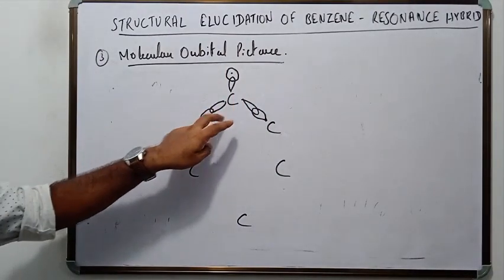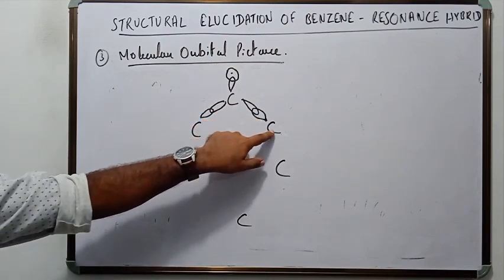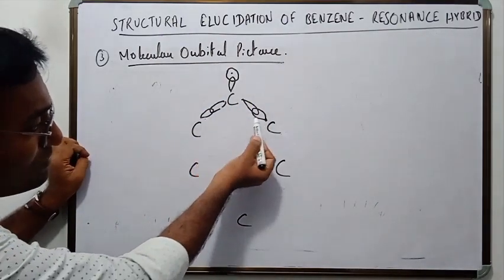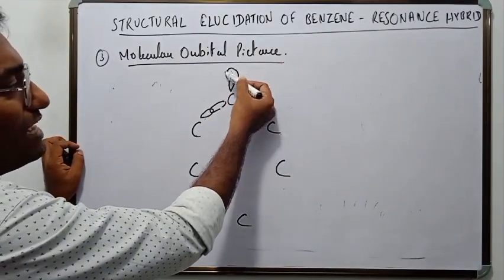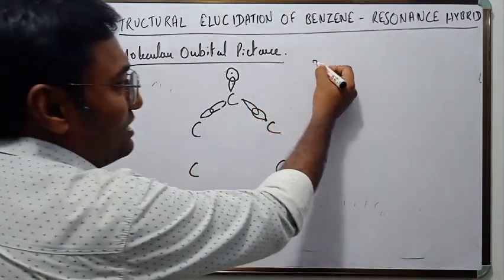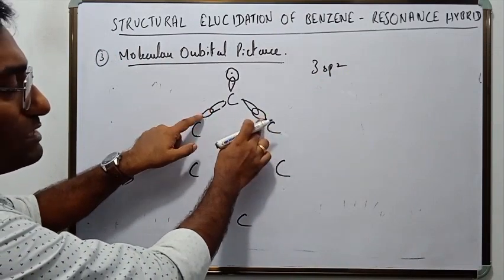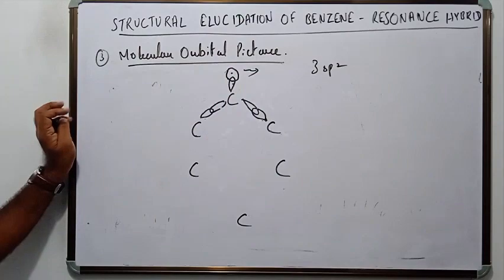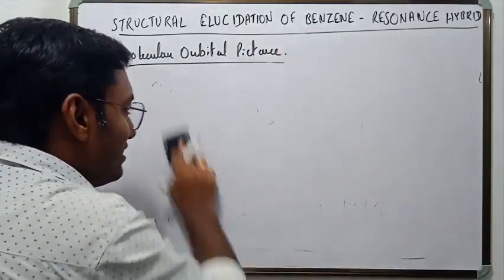Two of the sp2 hybrid orbitals are overlapping with 2 other sp2 hybrid orbitals of neighboring carbon atoms. One of the sp2 hybrid orbitals is overlapping with the s orbital of a hydrogen atom. Fine. So we gave an account of the 3 sp2 hybrid orbitals. Now we need to give an account of the p orbital. For that, let us see benzene like this.